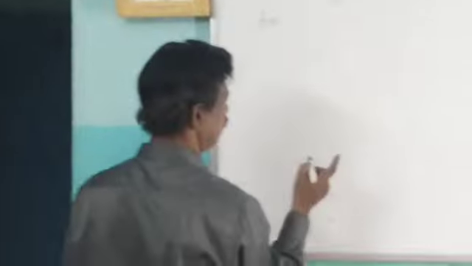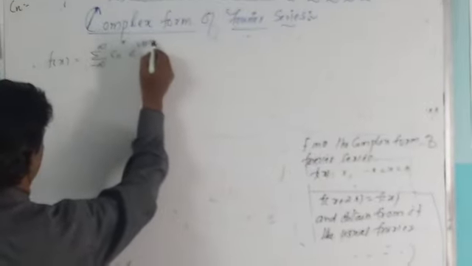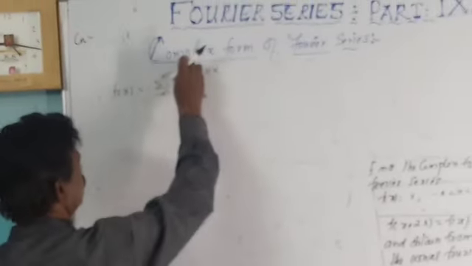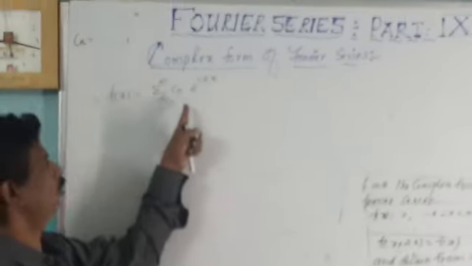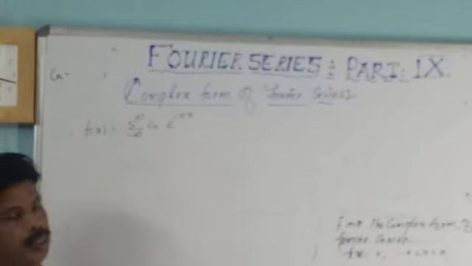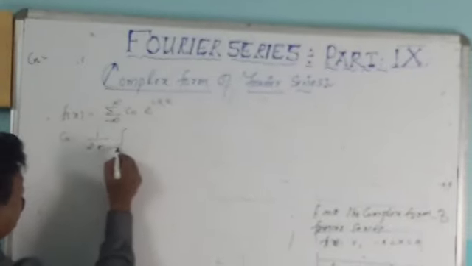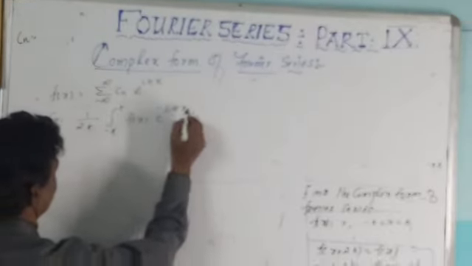Here also we have to find the complex form of Fourier series. If the function is defined in the interval minus pi to plus pi, then the complex form of Fourier series is f of x equals sigma from minus infinity to plus infinity of cn e raised to i n x, where cn is equal to 1 by 2 pi into the integral from minus pi to plus pi of f of x e raised to minus i n x dx.